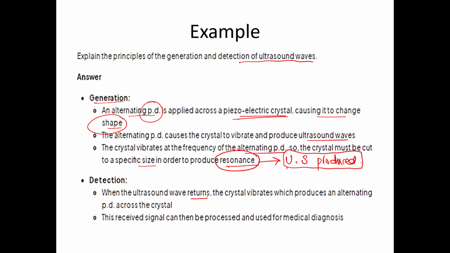This received signal can then be processed and is used for medical diagnosis. Whatever ultrasound signal is returned will be converted back into the alternating potential difference, and that alternating potential difference will be processed by the ultrasound machine. So are you understanding how the ultrasound is generated and how it is then detected? It is the working of a piezoelectric material which creates this whole functionality. Understanding? Yes, sir. Okay.